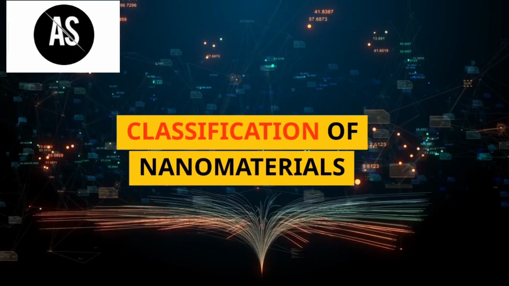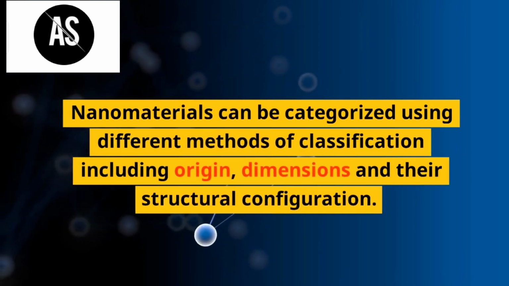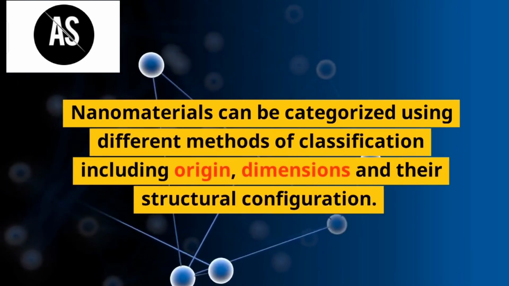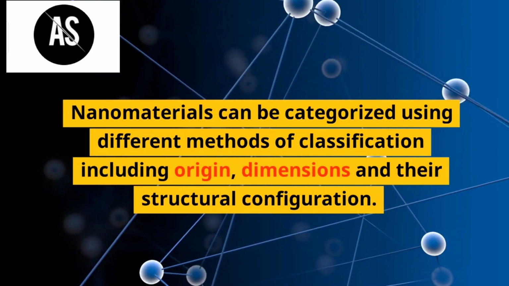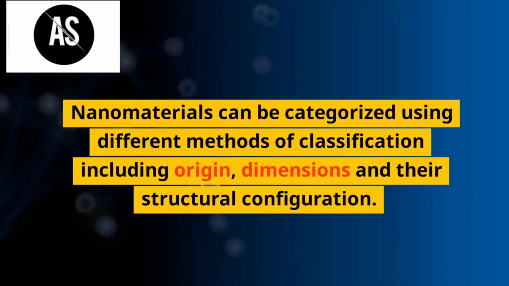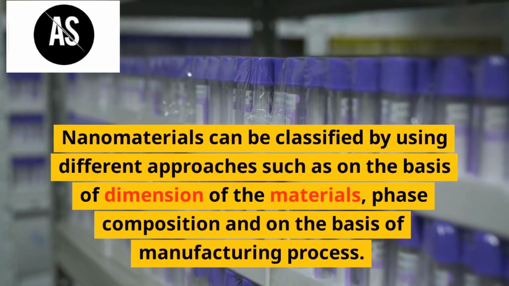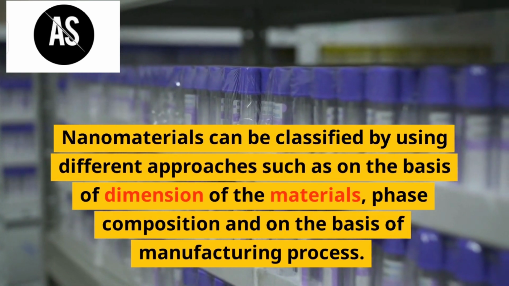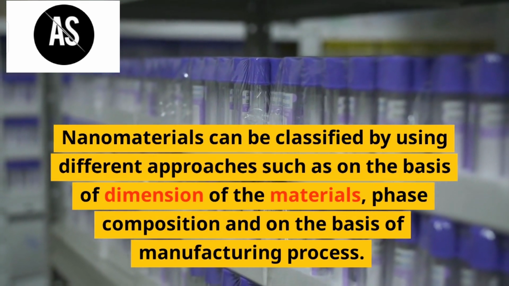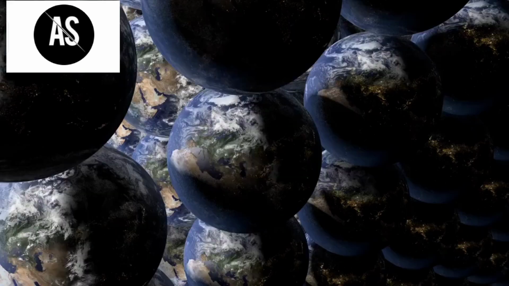Today we are going to study classification of nanomaterials. Nanomaterials can be classified using different methods of classification, including origin, dimension and their structural configurations. Nanomaterials can be classified by using different approaches, such as on the basis of dimension of the materials, phase composition and on the basis of manufacturing processes of nanomaterials.